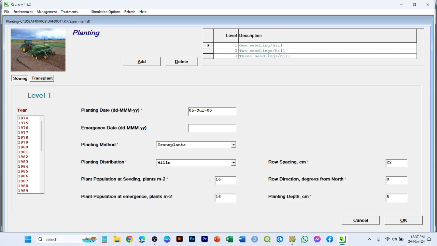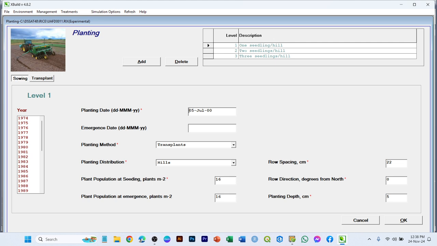Okay, so there are 3 levels of planting. So you have to add them. You can see over here there are different levels of seedlings after transplantation. Keep in mind this is after transplantation, not before transplantation. This is for transplanted rice. These experiments are for transplanted rice. And what is the method of plantation over here? Transplanting. Yes, so you are familiar with that one.